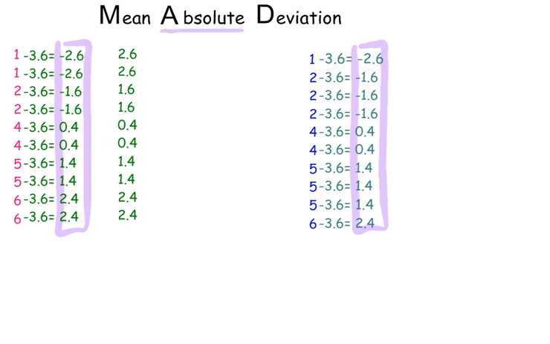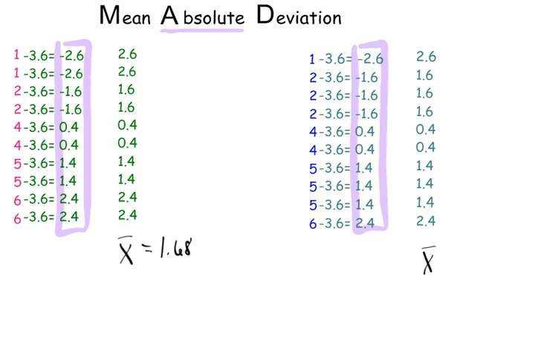And I'm going to type those into my list 1, and I'm going to come out with a mean of 1.68. I'm going to do the same thing over here with the blue data. I'm going to take those numbers, I'm going to get rid of the signs, I'm going to type them into my list 2, and I'm going to find myself a mean of 1.48. Those averages are my MADs, my mean absolute deviation.